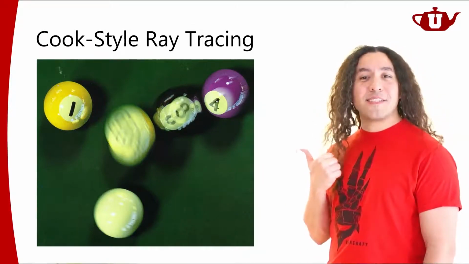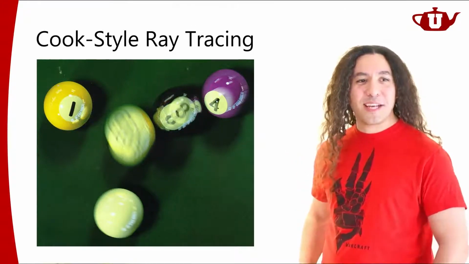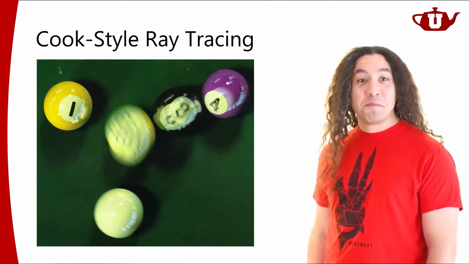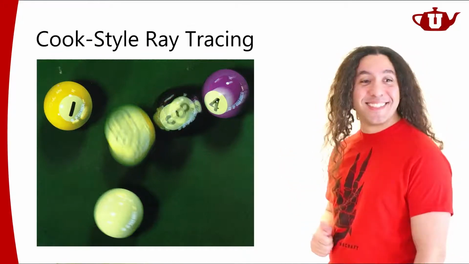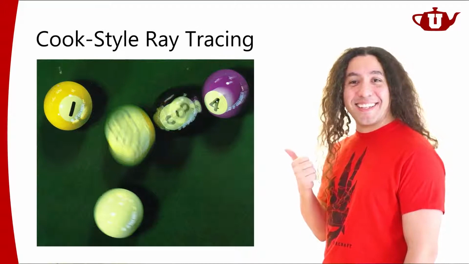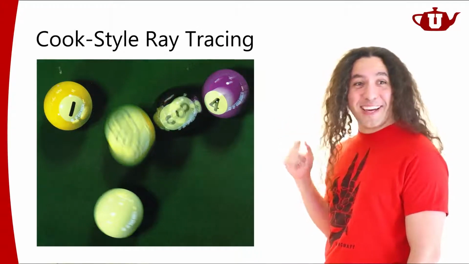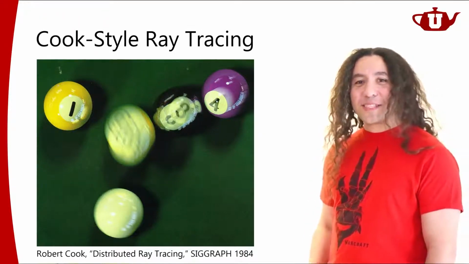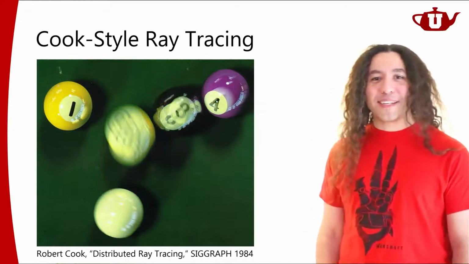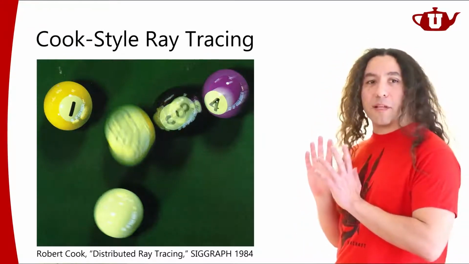Can you guess when this image was first presented? It's sort of hidden in the image. You see, 1984. Yeah, 1984. That's right. So this was 1984, distributed ray tracing by Robert Cook. This sort of opened up the whole range of possibilities of ray tracing.